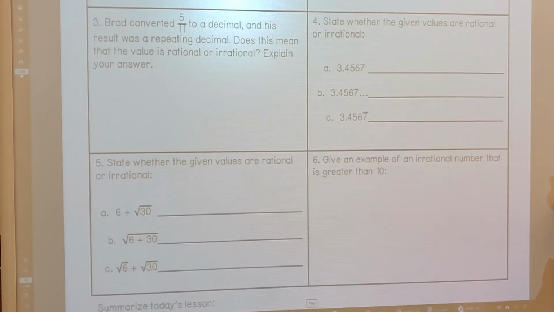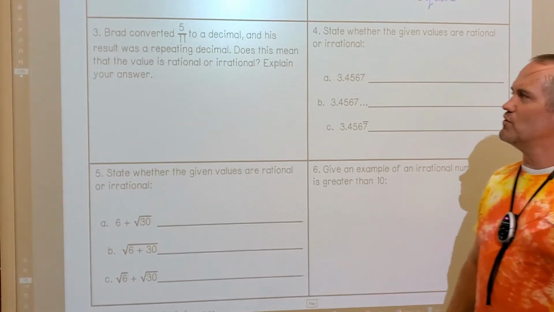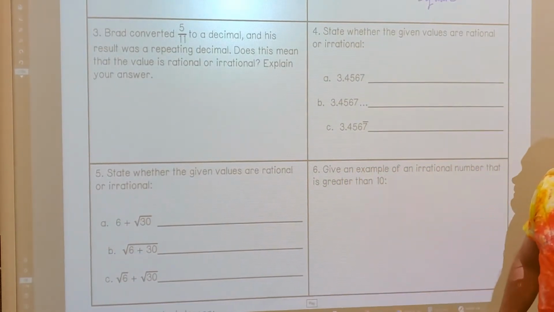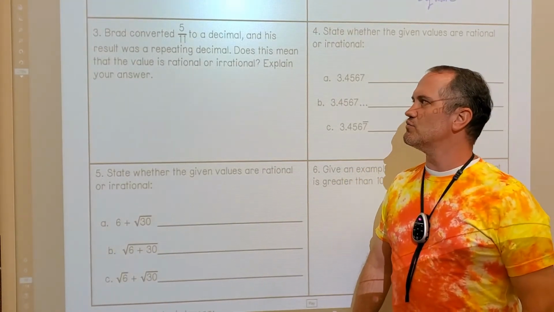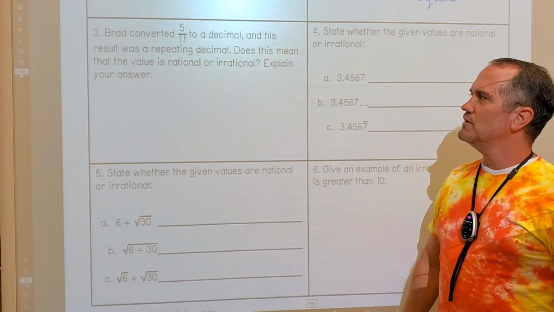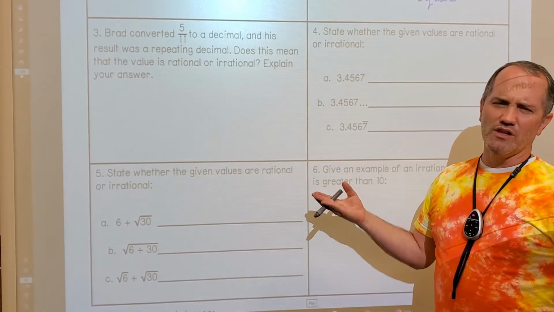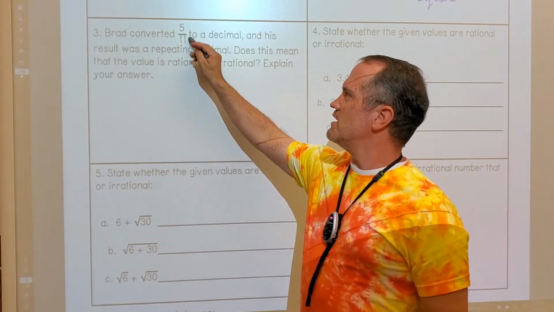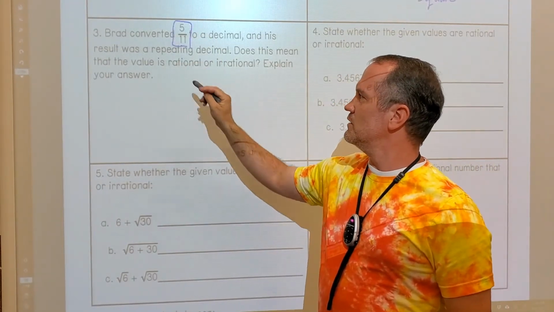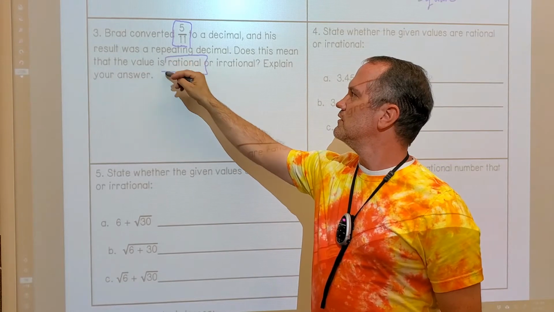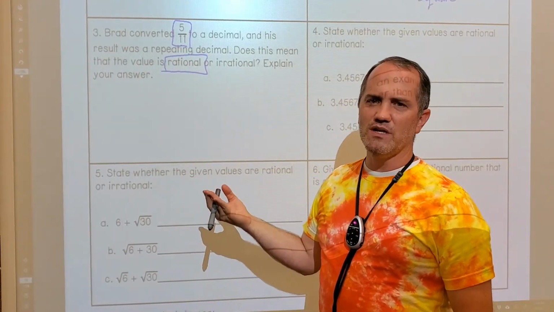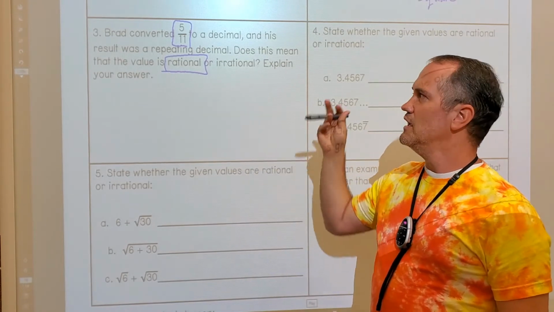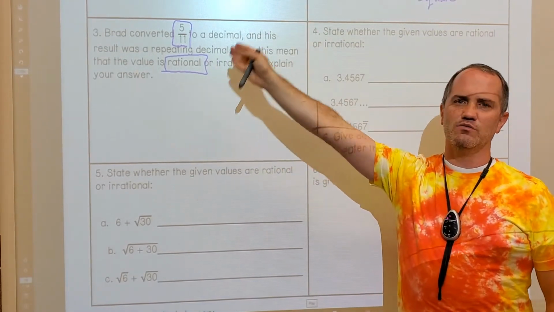Brad converted 5/11ths to a decimal, and his result was a repeating decimal. Does this mean that the value is rational or irrational? Okay, I don't really like that question. Why? Because it was already rational to begin with. So it's obviously rational. The fact that it's a repeating decimal, we need to not have this conversation, okay? It's a fraction, it's rational.